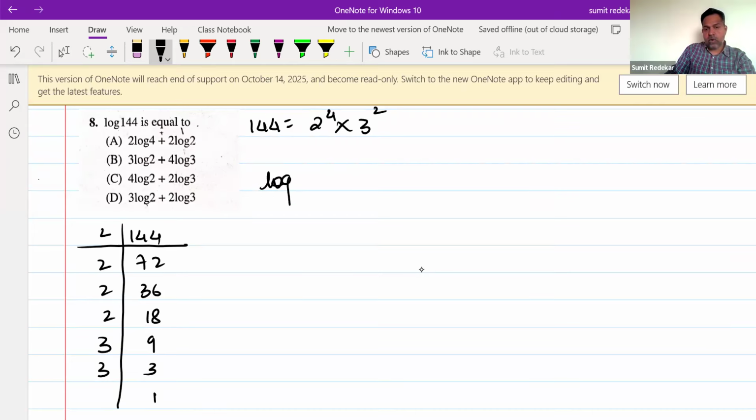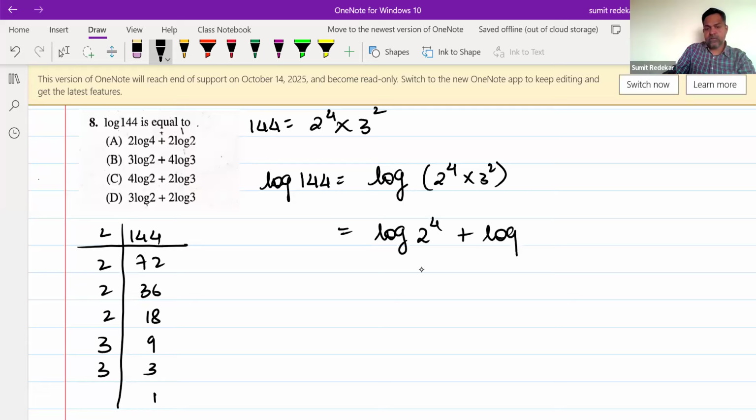तो we will say log of 144 is the same as log of 2 raised to 4 and 3 square, which is log of a into b. मल्टीप्लाई हो रहा है तो लॉग्स ऐड होंगे, log a plus log b, which is 4 log 2 plus 2 log 3. That should be your answer. So according to me, the answer should be 4 log 2 and 2 log 3. The answer should be C.